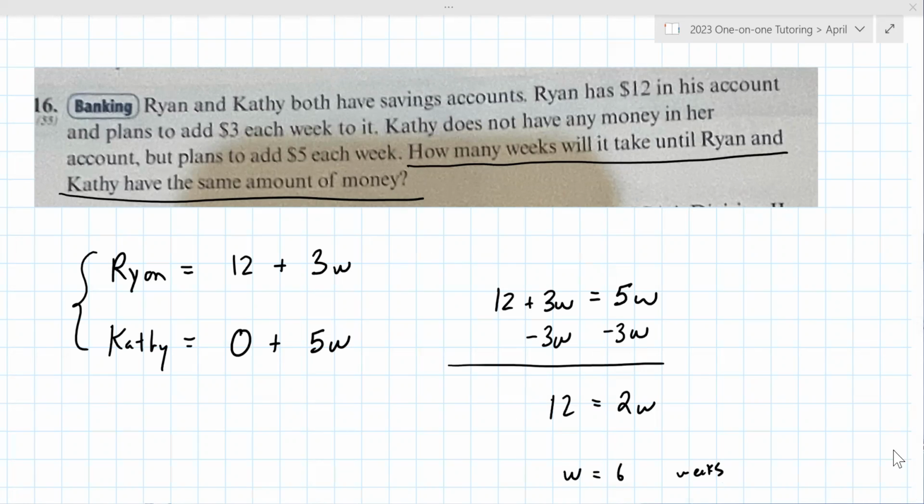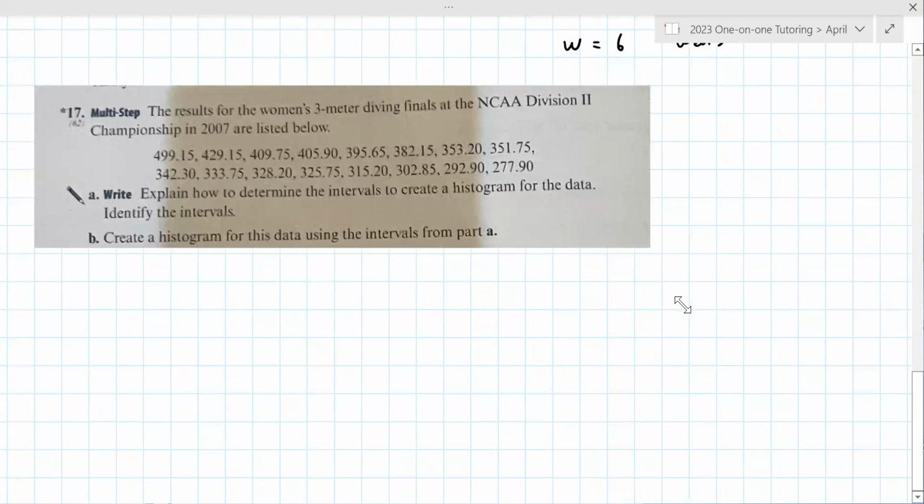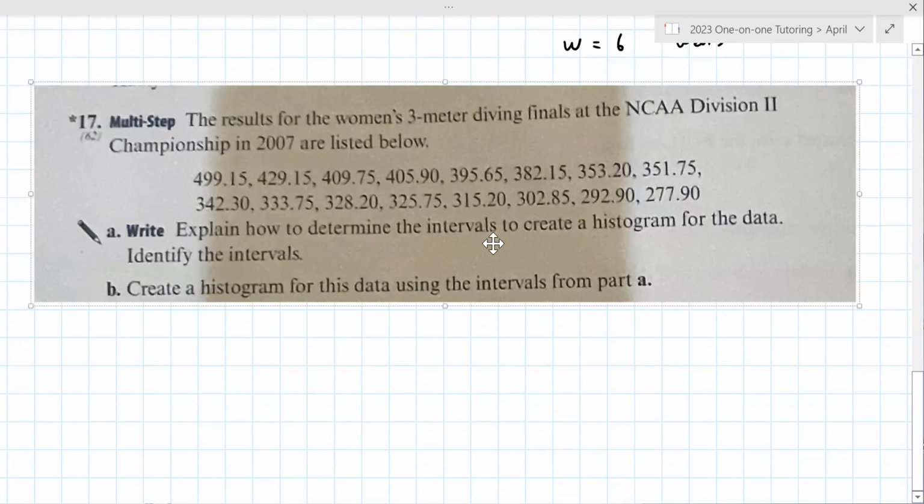Okay, 17 here. I'm probably going to need a little help from you on this because when I look at this problem, the intervals to create a histogram, they're giving you some data we looked at the other day, 499.15 down to 277.9. It says explain how to determine the intervals to create a histogram for the data. Every book has a little different variation on how to do that. Can you quickly look back at 62 and tell me how you guys do it? There's a few different ways. One is to take the square root of the number of numbers. There's logarithmic. Can you quickly check that?